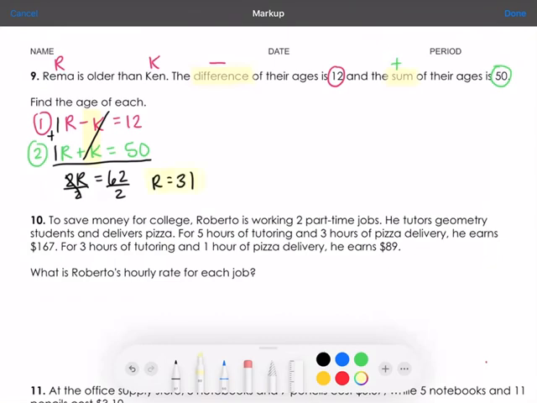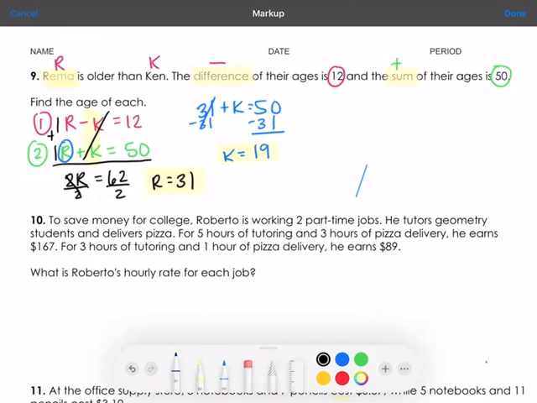Now that I have R, which in the context of this problem is Rema's age, I can now find Ken's age by plugging 31 into one of the original equations. So if Rema is 31, I can plug that in here. 31 plus K equals 50, because the sum of their ages is 50. So I can find Ken's age by subtracting 31 from both sides. And we get that Ken is 19.